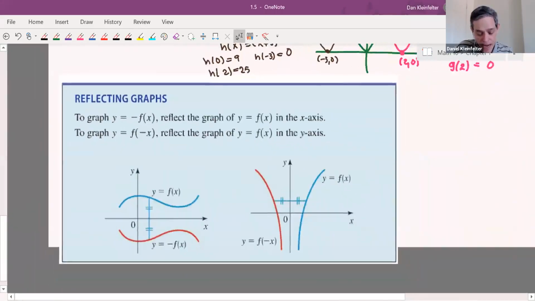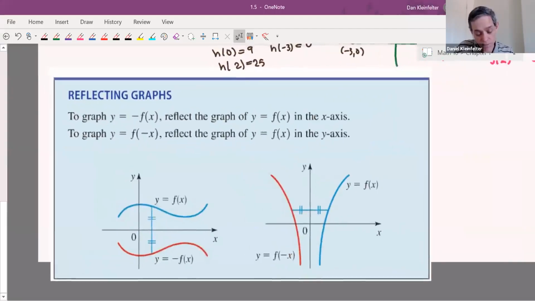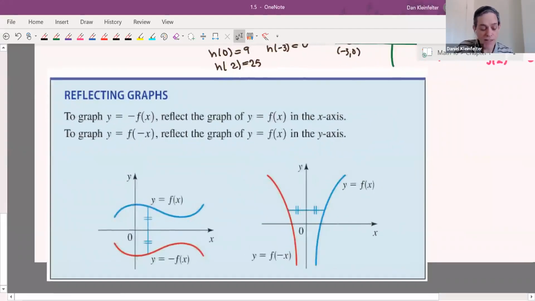This next part has to do with reflecting graphs. For reflection, the graph is either reflected across the x-axis or across the y-axis. And so basically here, let's take this first one first. It says if you want to graph y equals minus f of x, then you're reflecting the graph in the x-axis. To see why that's so, let's think about that for a minute.